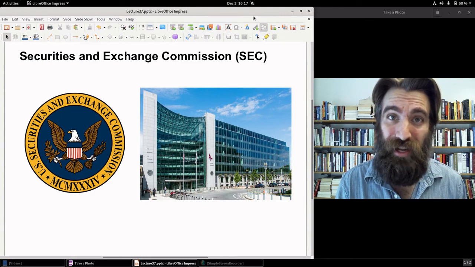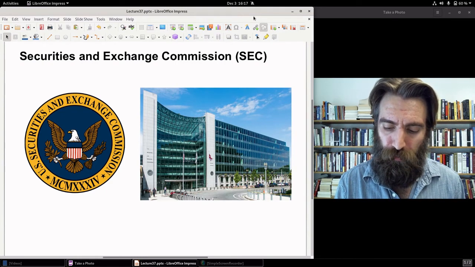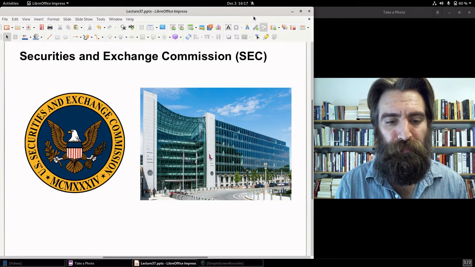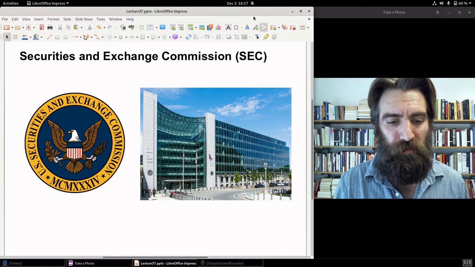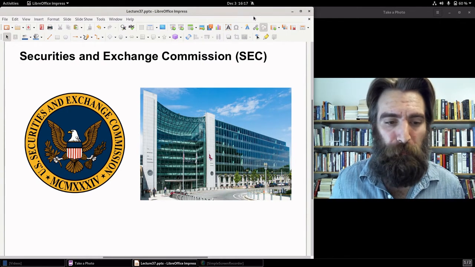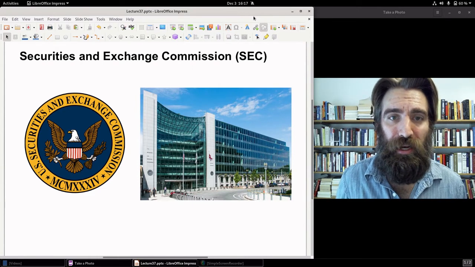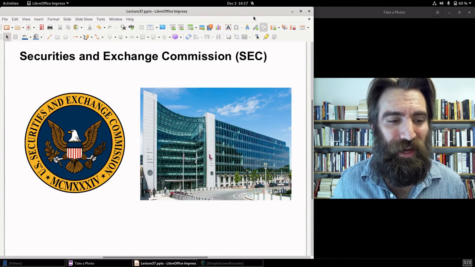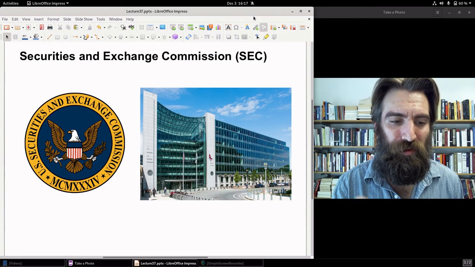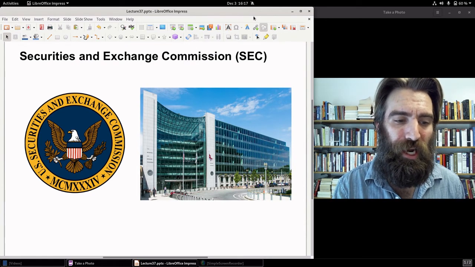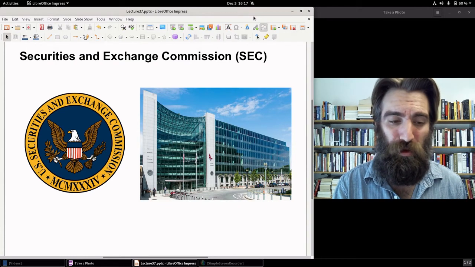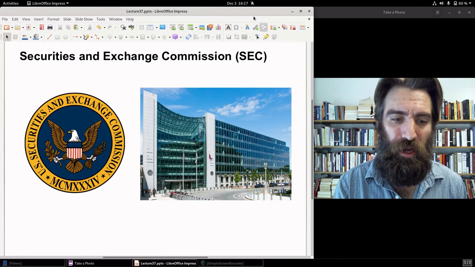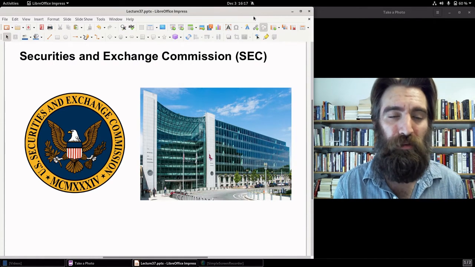And then, additionally, a report from the Project on Government Oversight found that between 2006 and 2010, 219 former SEC employees represented financial clients before the SEC. Okay, got that? Between 2006 and 2010, 219 former SEC employees, people who formerly worked at the SEC, represented financial clients before the SEC.